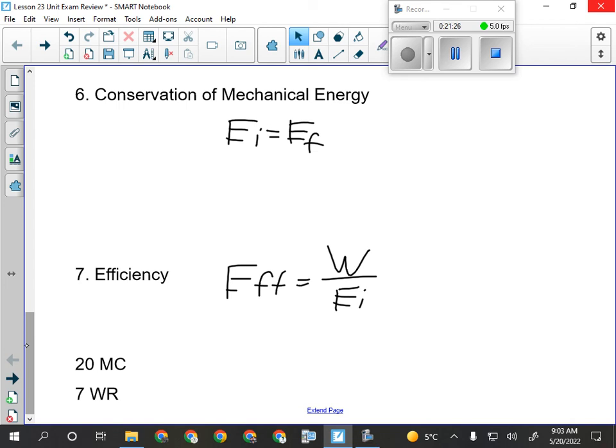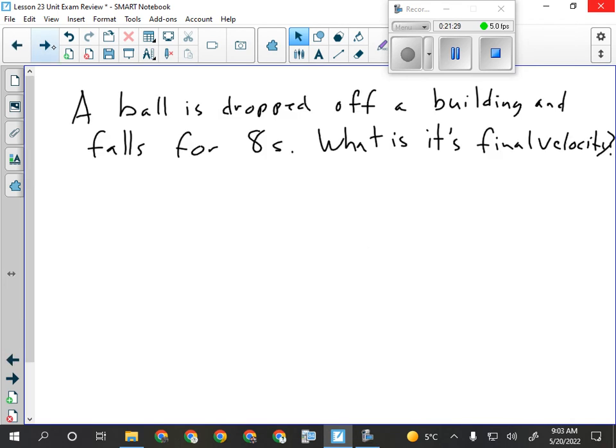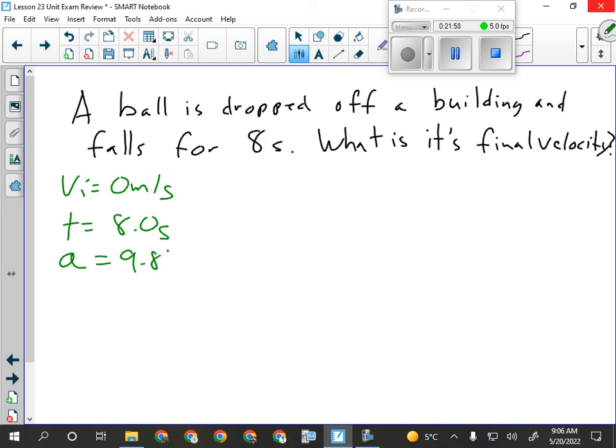Okay, so let's look at a couple things like what you might see. Write that one down and give it a try. See if you can identify what kind of question it is and solve it, because that's what you'll have to do on Wednesday. What are our givens on this question? It's initial velocity, it's time of flow, and the force, yeah, gravity. Okay, those are our givens.